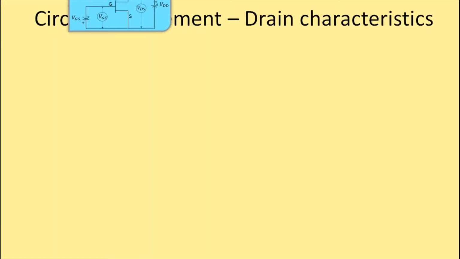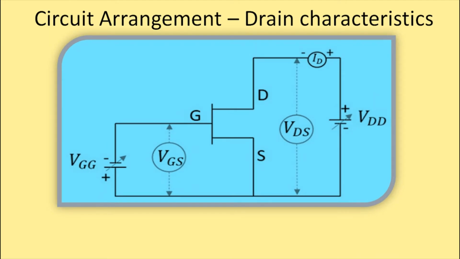So students, this is a circuit arrangement to plot the drain characteristics. Of course, even to plot the transfer characteristic also, we use the same circuit. As you remember, when we discussed the working of FET, I had introduced all these sources: VGG, the biasing supply; VGS, the voltage across the gate and the source; VDD, the biasing supply on the other side; and VDS, the voltage across the drain and the source terminal. ID is the ammeter that we are connecting here to measure the drain current.